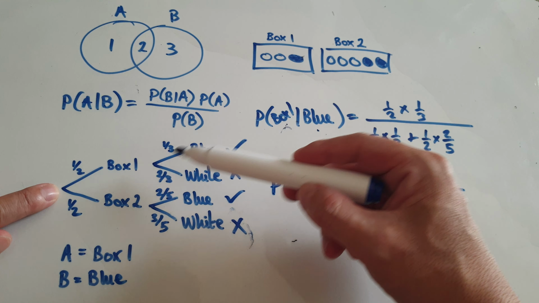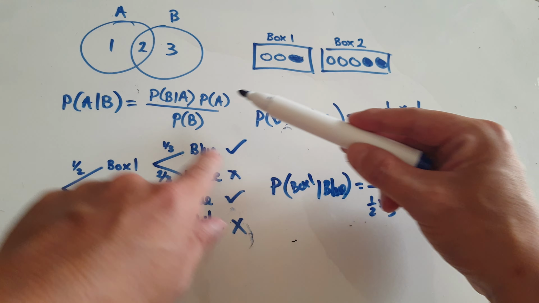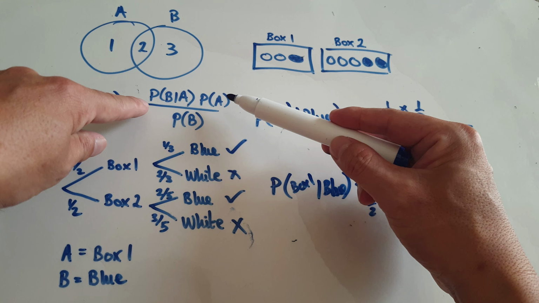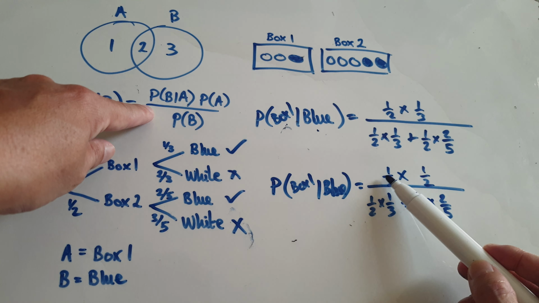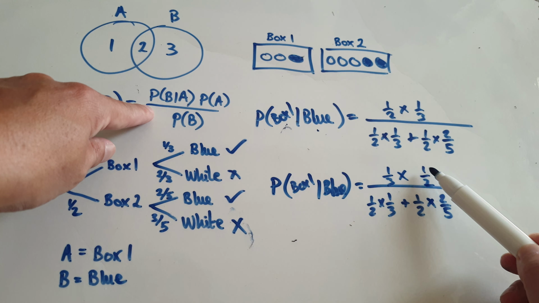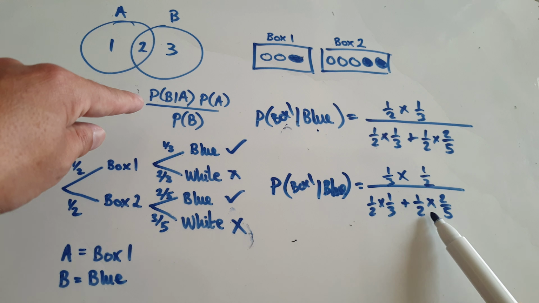So you can actually work this out without using Bayes' theorem. But I just wanted you to use Bayes' theorem so that you can see what's going on. This whole thing here is a third. This bit here is a half. And this probability of blue is exactly the same as up here. Okay?